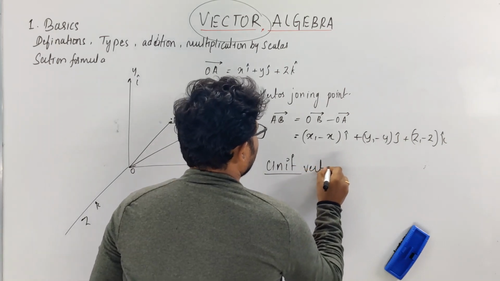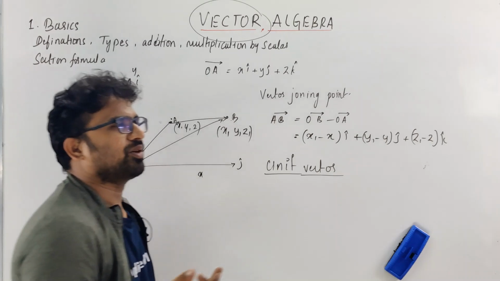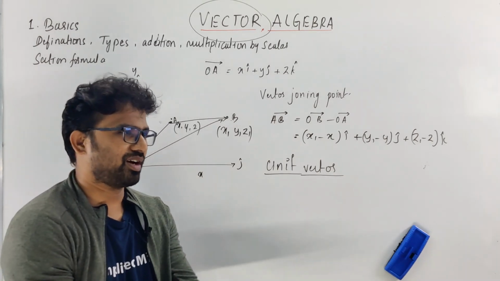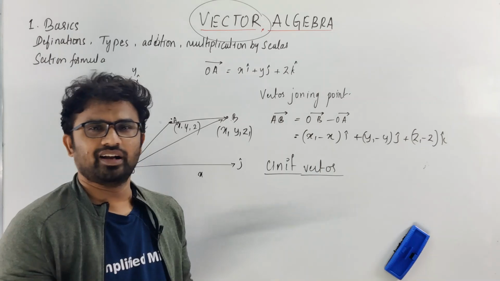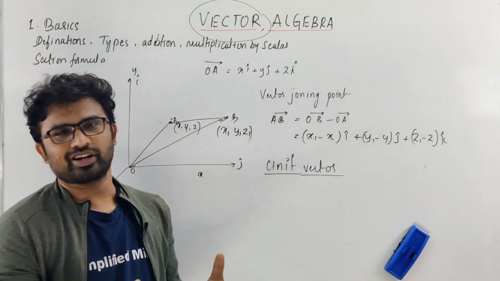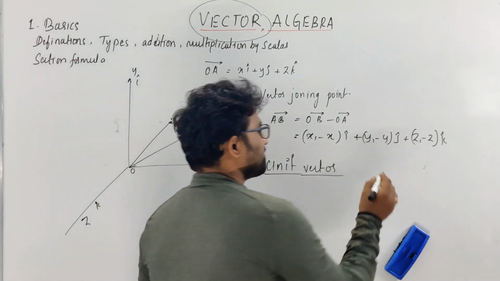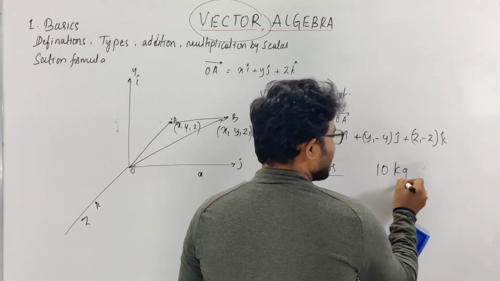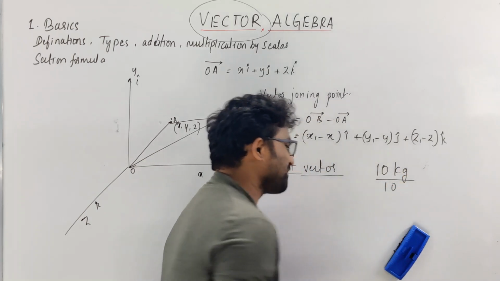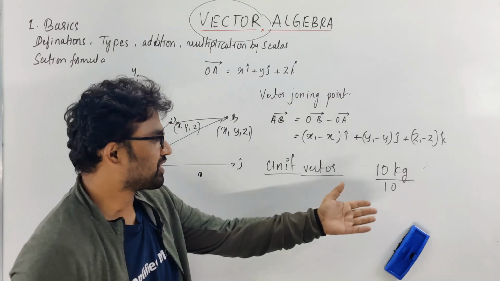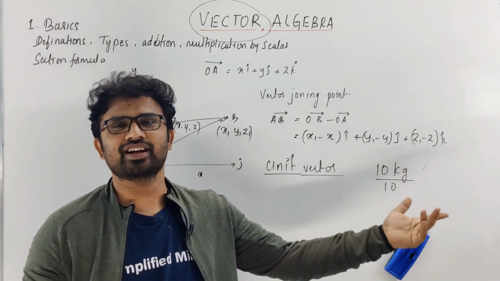For example, imagine you have some 10 kgs of jaggery in your house. You want to make it 1 kg, just divide by 10. So you make it into 10 parts. So when you divide something by its magnitude, of course, 10 kg is a scalar here, I'm just giving an example. So 10 kg divided by 10, the 10 cancels out, and you'll get the answer as 1.